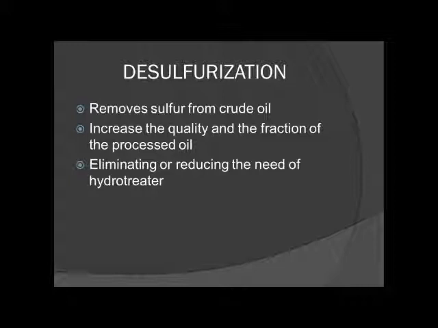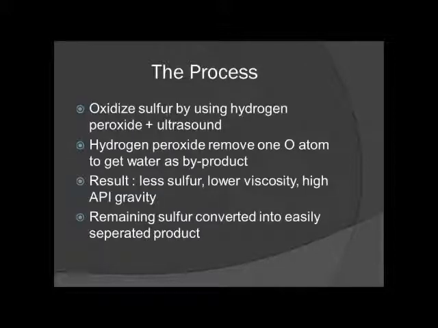Usage of ultrasonic treatment has the potential of eliminating or reducing the need for a hydrotreater in the crude oil process. The technology works by taking the sulfur, chemically bound to some of the molecules in the oil, and oxidizing it using hydrogen peroxide, a classic oxidant, together with the ultrasound. On a molecular level, the hydrogen peroxide donates one of its two oxygen atoms to the sulfur to form water as the byproduct. The treated oil typically has less sulfur, lower viscosity, and higher API gravity.